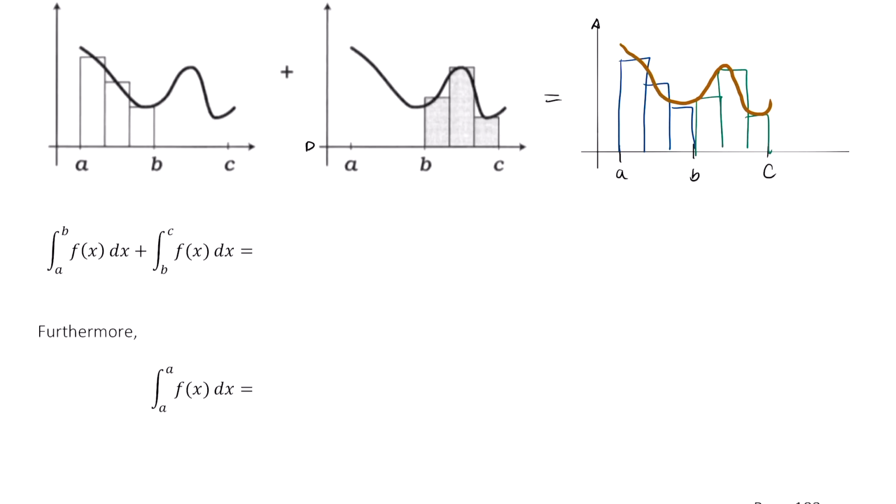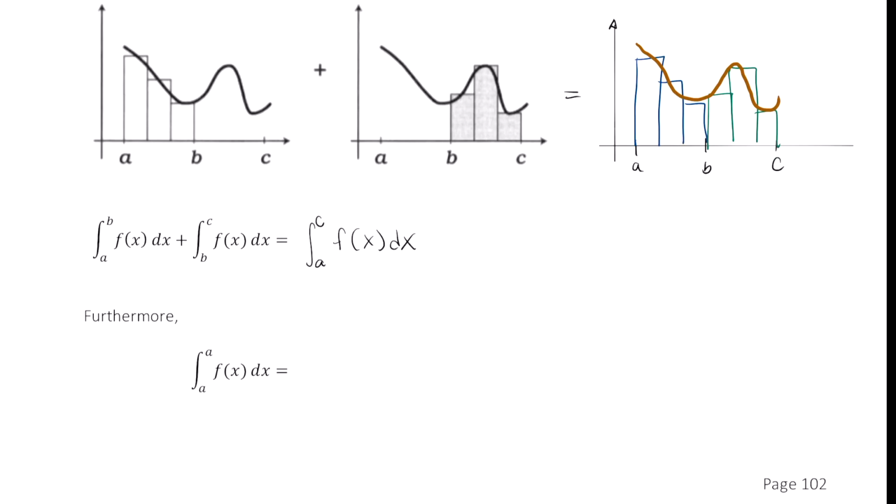There we go. So what is that telling you? That is telling you that rather than finding this area separately and this area separately, we can just find the total area together. So now our lower value is a and our upper value is c, so this is the area from a to c of f of x dx. Okay, so let's keep going.